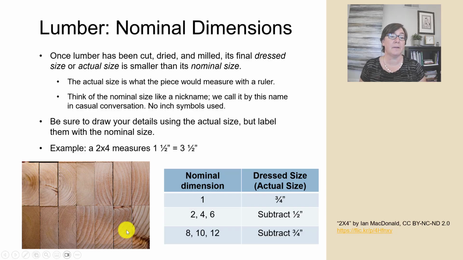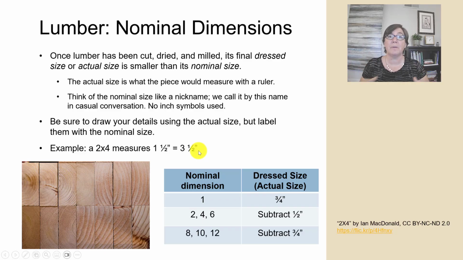So an example here is that a 2x4 actually measures 1.5 inches by 3.5 inches. Notice that when I wrote this 2x4, right, there are no inch symbols. But when I write the actual size, 1.5 inches by 3.5 inches, right, we use those inch symbols.